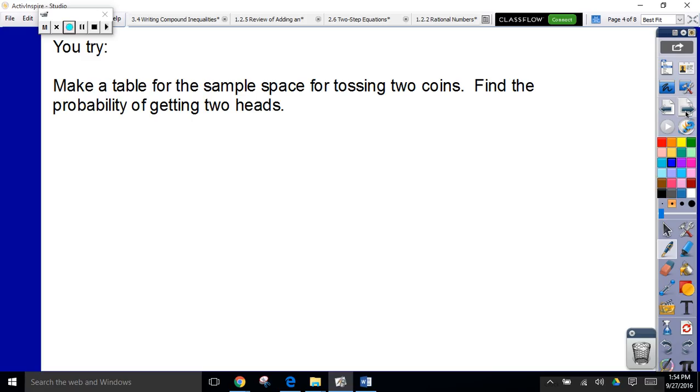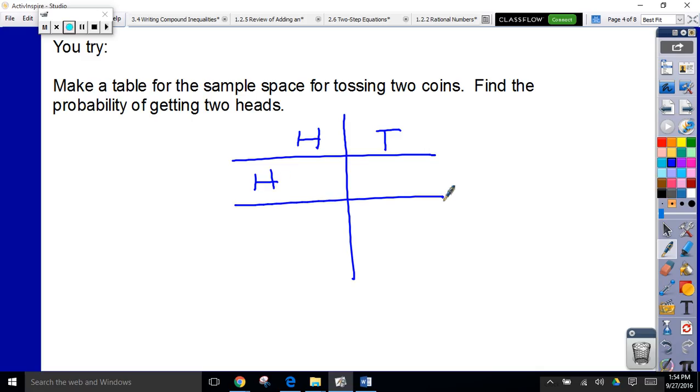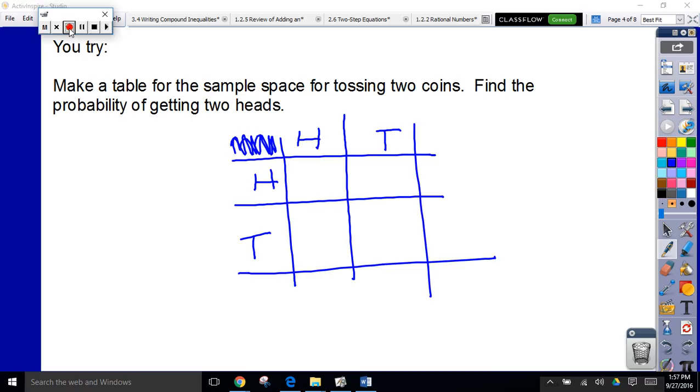So you're only going to have 2 across the top. Now, you can use H for heads, T for tails. So across the top, we have the first coin, heads and tails. Across the side, we have the second coin, heads and tails. And then we're just going to fill in this table. This is much easier. We only have 4 slots. So pause the video, fill in the slots, and then check back to see if you did it right.